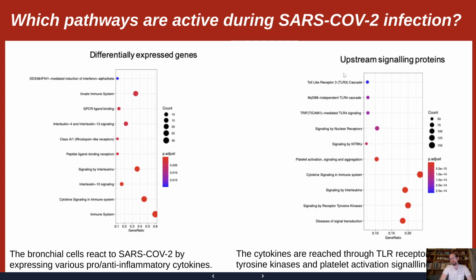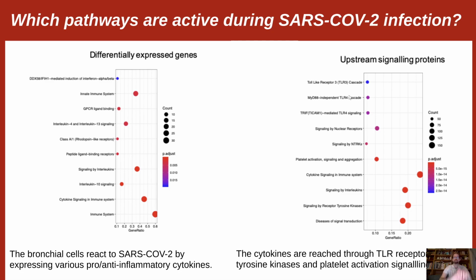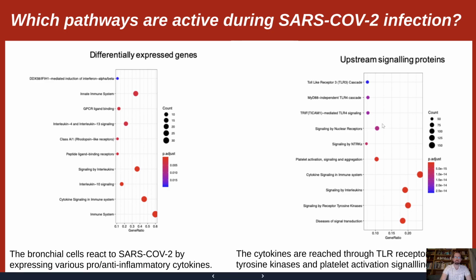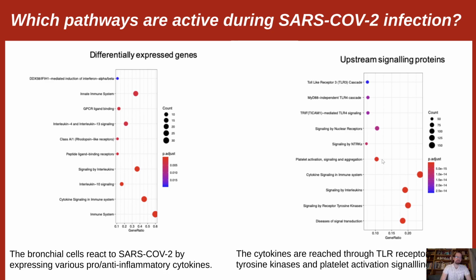Then the toll-like receptor signaling, which is one of the viral protein recognition systems in the human cells, and also the platelet activation and aggregation, which is part of the coronavirus effect, because coronavirus patients have blood coagulation diseases, and their blood coagulates much quicker.